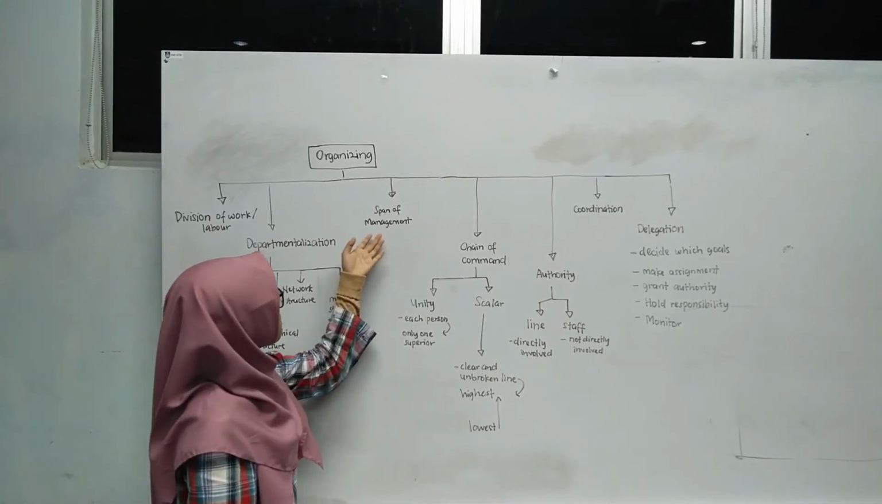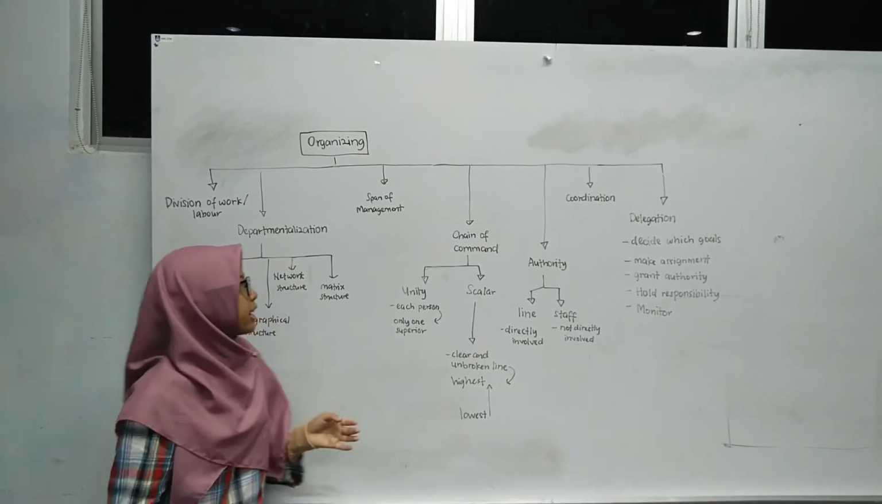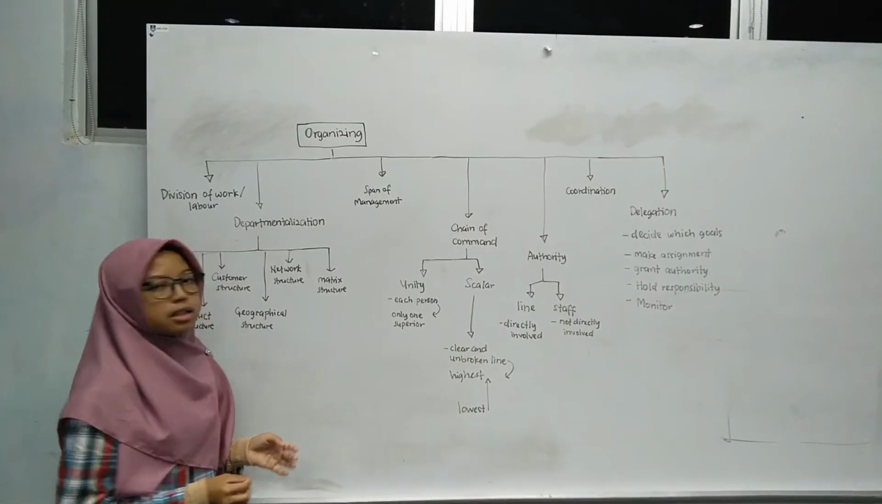So, next for span of management. Span of management is the number of subordinates that report directly to a given manager or supervisor.